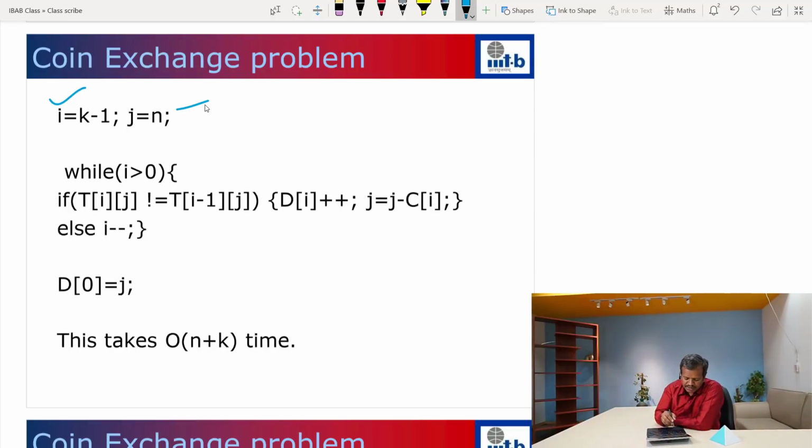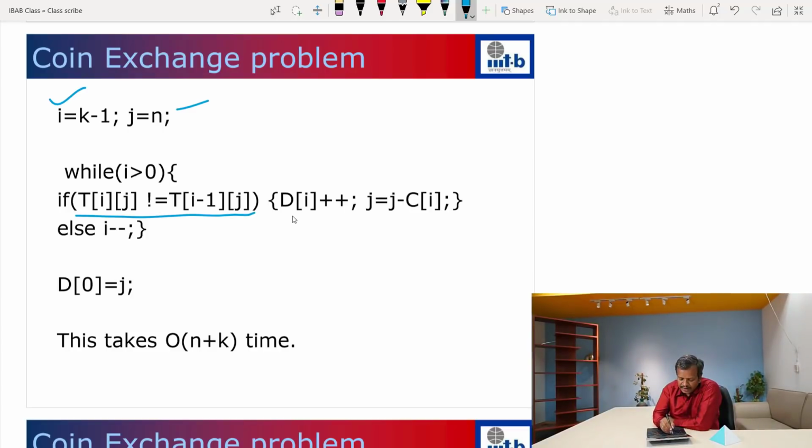I want to check whether the ith coin has been used or not. So this condition: T of i comma j, if it is equal to T of i minus 1 comma j, that means that I did not use the ith coin. When I wanted to pay for j using the first i coins, if T of i comma j is equal to T of i minus 1 comma j, that means I did not use the ith coin. If these two quantities are not the same, that means that the ith coin was used.